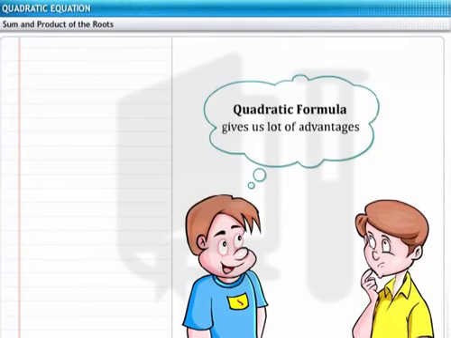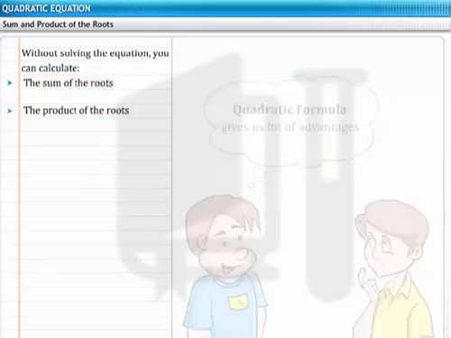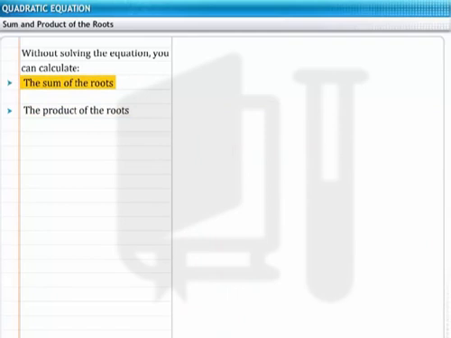Using the quadratic formula gives you certain advantages over other methods. Without actually solving the equation, the formula enables you to calculate the sum of the roots and the product of the roots. Now let's look at the sum of the roots.